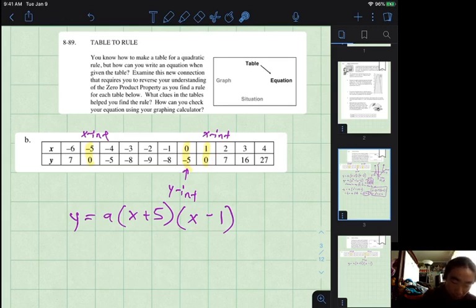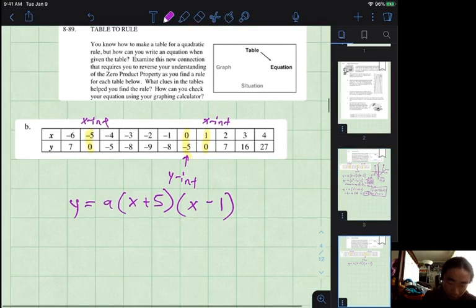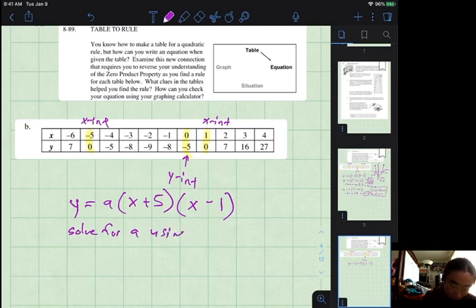And now we can check. Maybe this time we'll use something different. We can use a different point, or maybe we'll just leave it here, right? Now solve for a using, you don't have to always use the y-intercept. Maybe we'll use this point, (2, 7), some point on the parabola.